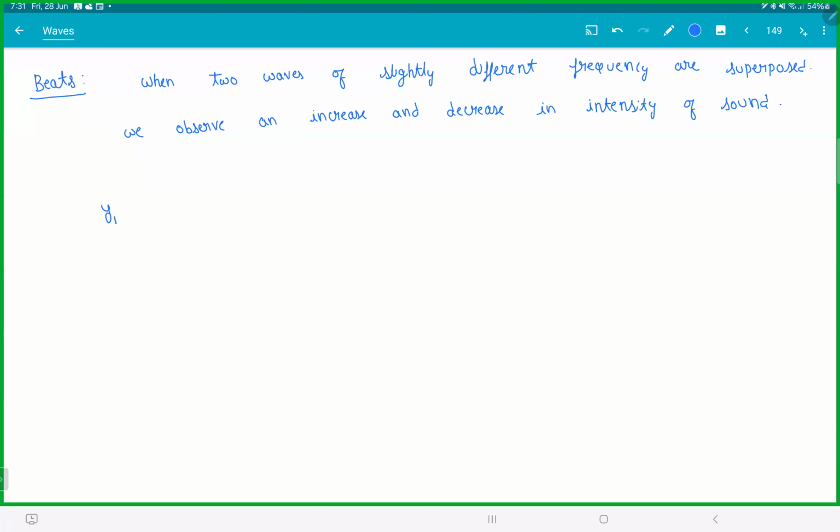So if you take the two equations, y1 is equal to a sin(kx minus omega 1 t), and y2 is a sin(kx minus omega 2 t). Technically, even k will change, but we can approximate it. So basically, we are saying delta omega is omega 1 minus omega 2. This is the difference. Delta omega is much less than omega 1 and omega 2.